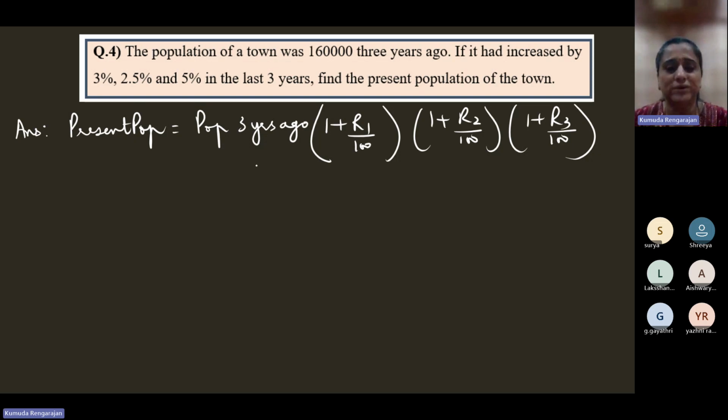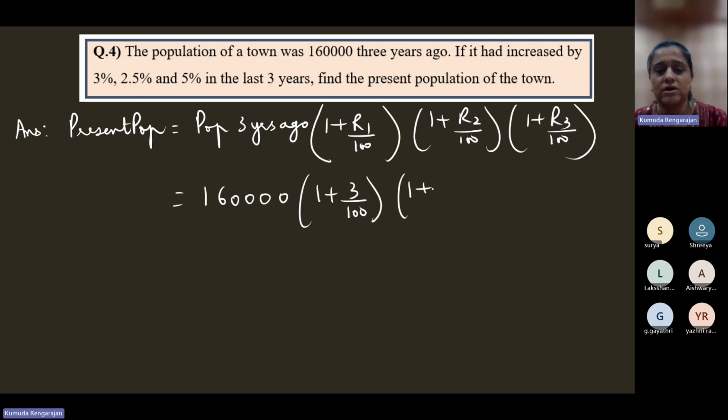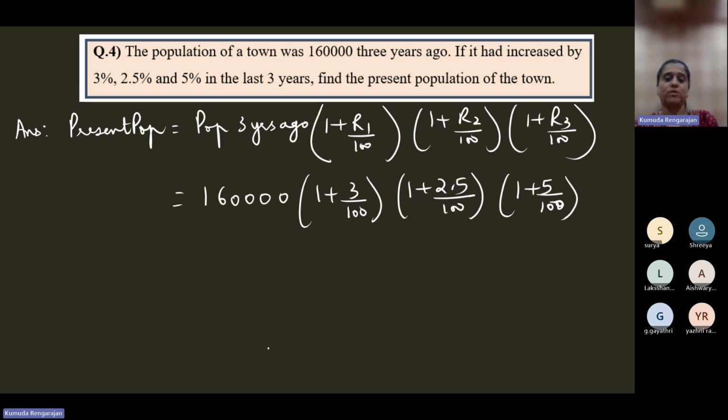So amount is equal to P into 1 plus R1 by 100 into 1 plus R2 by 100 into 1 plus R3 by 100. So population 3 years ago is given, 1,60,000 into 1 plus 3 by 100 into 1 plus 2.5 by 100 into 1 plus 5 by 100. Work this and you'll get the population, present population.